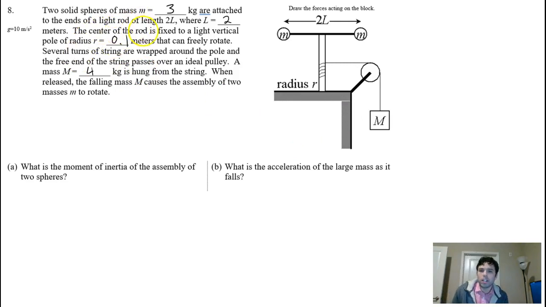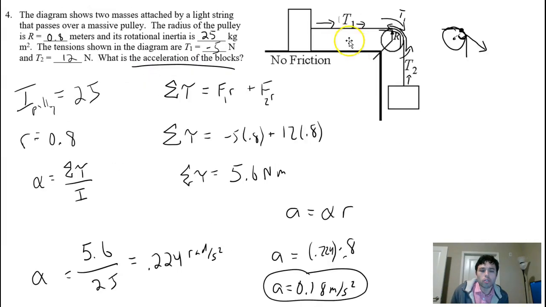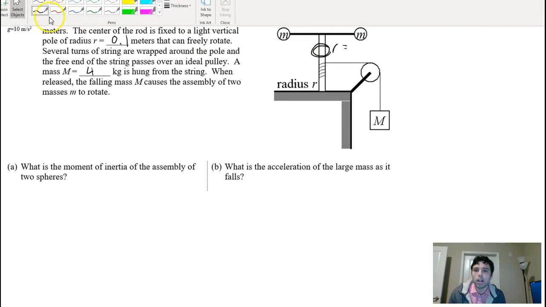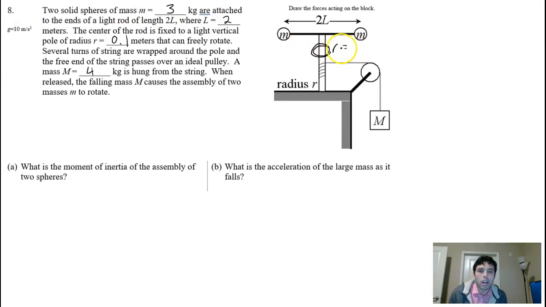Now, it says the center of the rod is fixed to a light vertical pole, a radius 0.1 meters. So this pole here has a radius of, okay. What did I just do? I don't know what I did. All right, there we go. I pressed the button. That vertical pole has a radius of 0.1 meters.